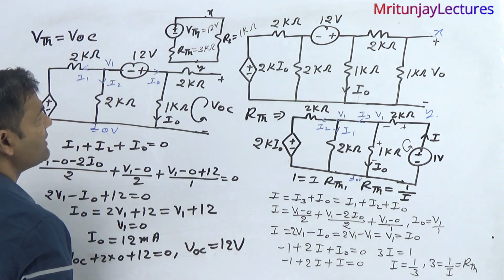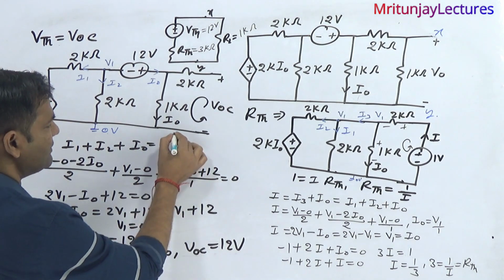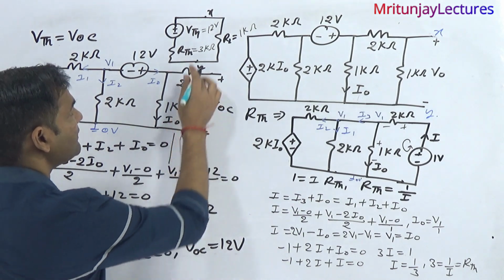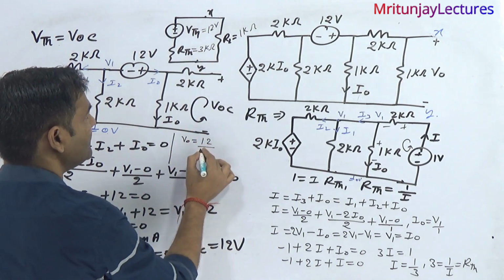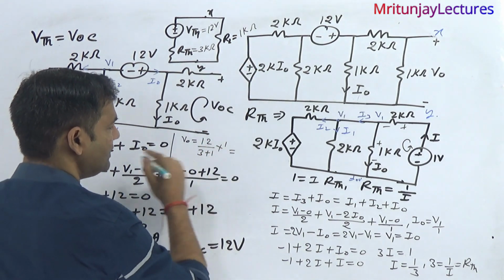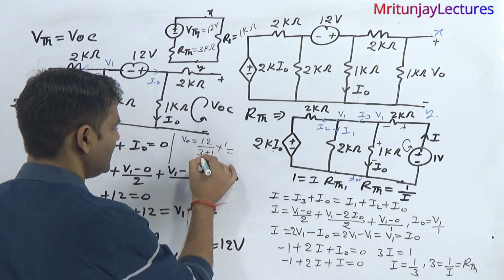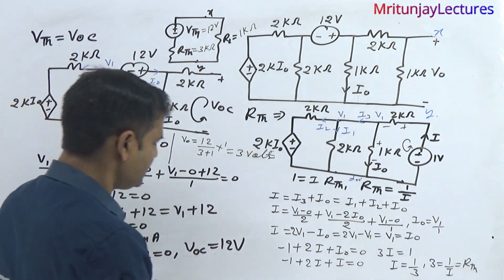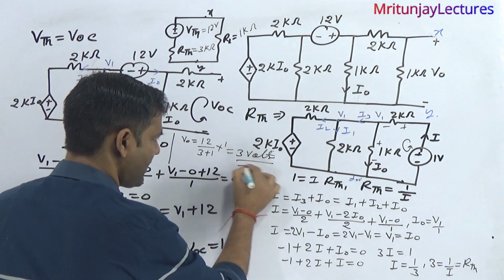Now the next target is to determine V0. What about V0? V0 is written as 12 divided by 3 plus 1, into 1. By the voltage divider rule we get 3 volt. 3 volt is the clear answer. Clear or not?